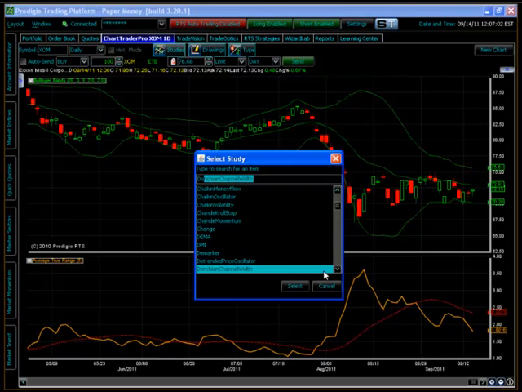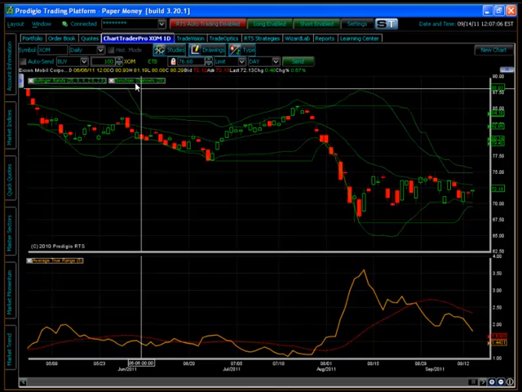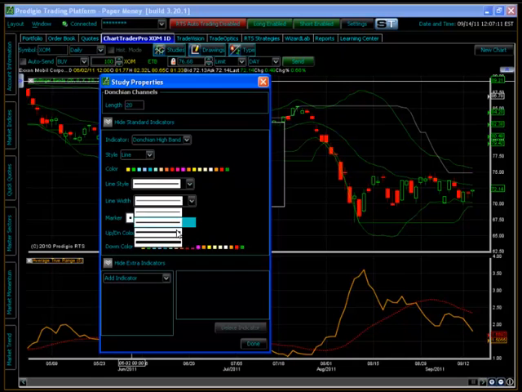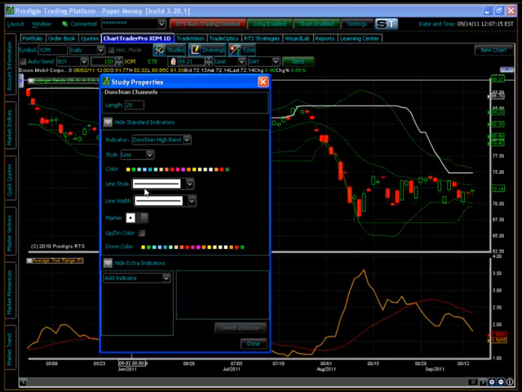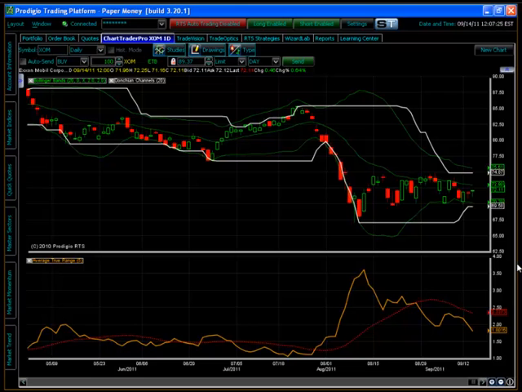Let's see, here's Donchian channel width. Here's Donchian channels. All this is, and I'll kind of change the color just so you can see this really quick. All the Donchian channels are, and I only changed the upper channels. Let me change the lower band. Let me also make that a thick white line. All Donchian channels are channels of highest high and lowest low offset by one period. That's really all they are.